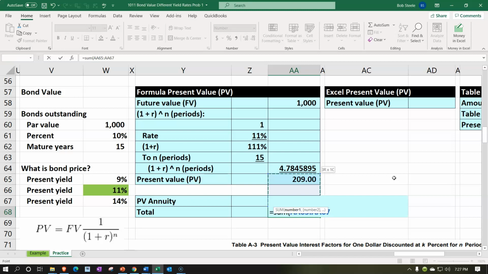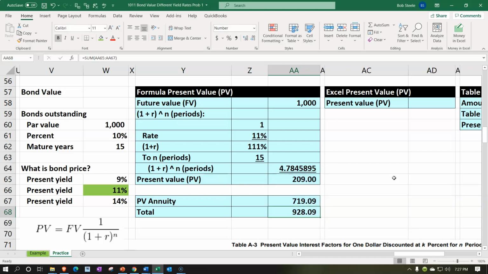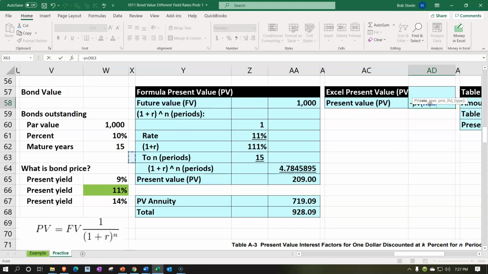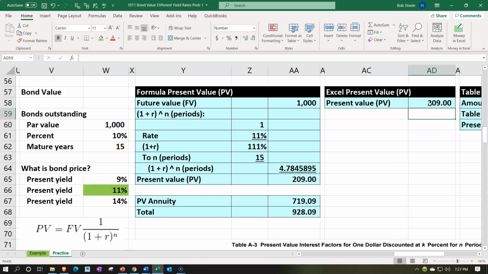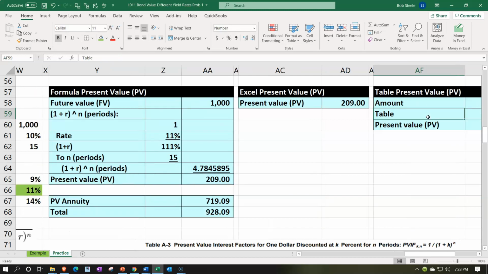Sum of these two then, that's going to be the 928.09, 928.09. Okay, so then we'll do this again with the present value over here, negative present value, shift 9, rate 11%, comma, number of periods 15, comma, because this is not an annuity, present value of 1, and we'll just pick up the 1,000. I'll pick it up from there. There it is again. That's right. That's the one.